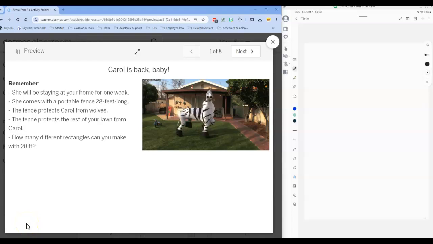Welcome to Remote A-Day. Today we are going to go over the Zebra Pens 2 activity, which you can find by going to the Canvas page and clicking on the blue Desmos icon.